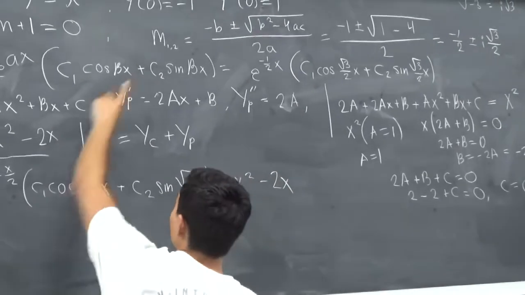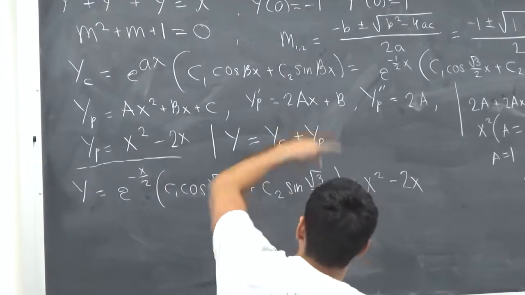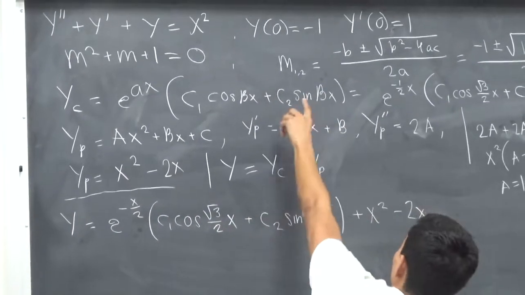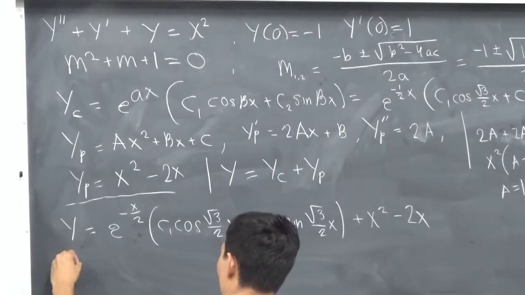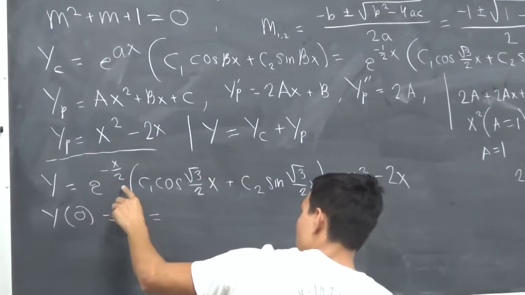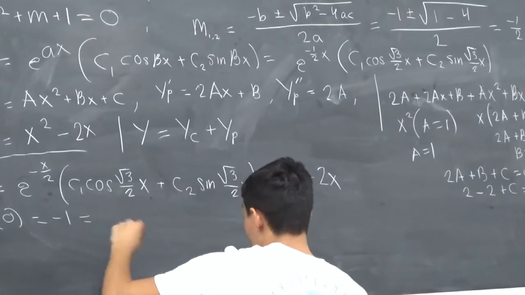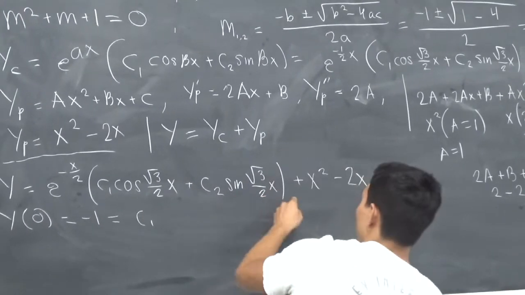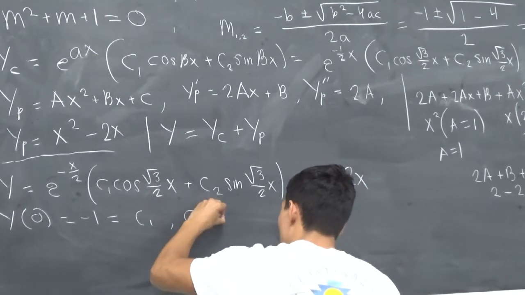And we're going to plug in our initial conditions now. So if this is y of x, and y of 0 is negative 1, we can write this as y of 0 equal to negative 1 is equal to this. This will be 1. Cosine of 0 is what? It's just 1, so c1, and everything else is just 0. So c1 is negative 1.